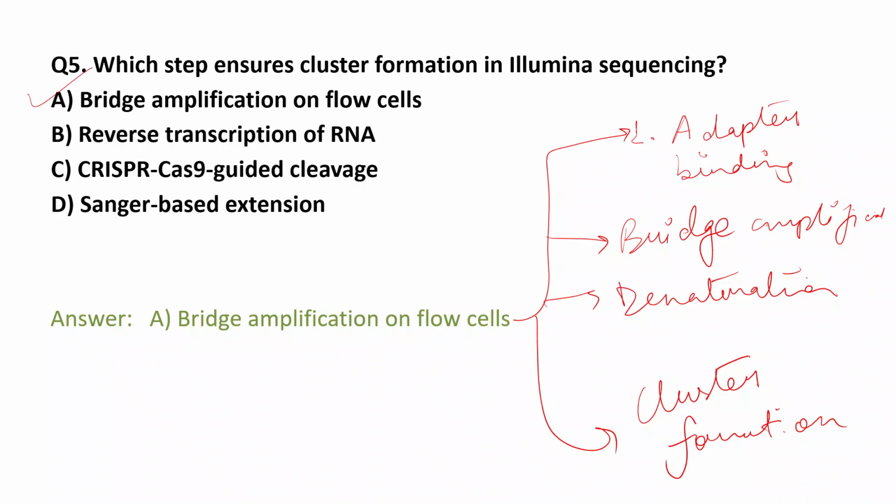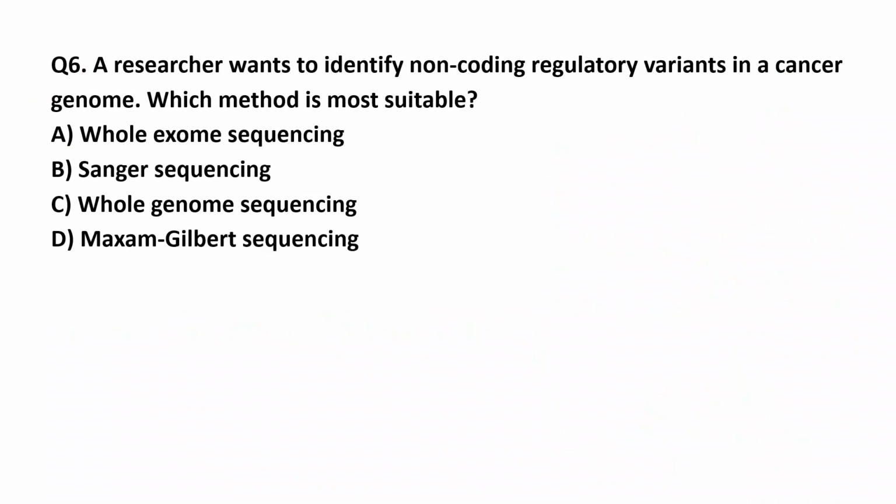A researcher wants to identify non-coding regulatory variants in a cancer genome. Which method is the most suitable?